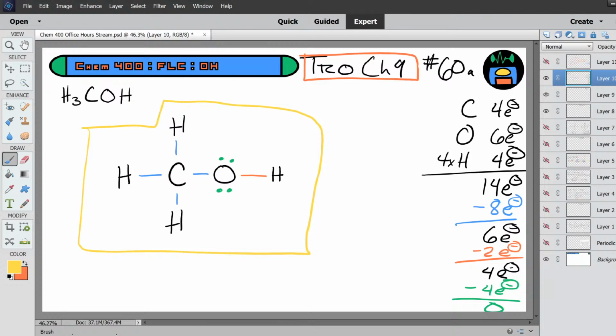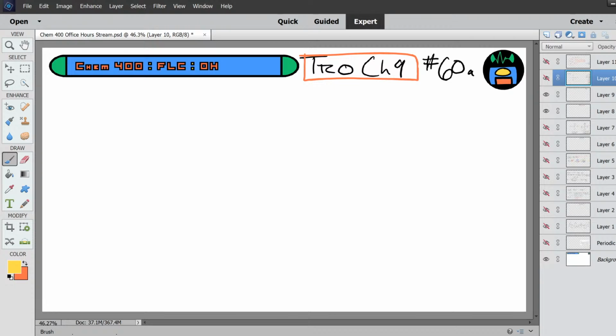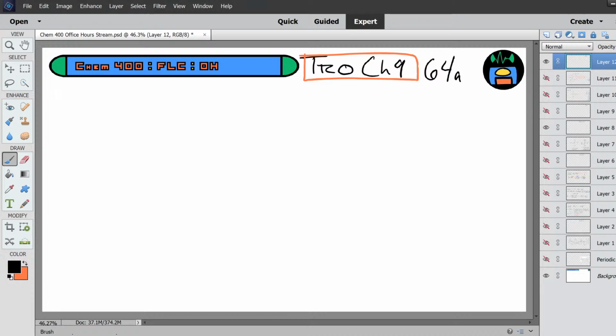So the other one is 64 A and B. Okay, let's take a look at, what was it, 64. Starting with 64A.